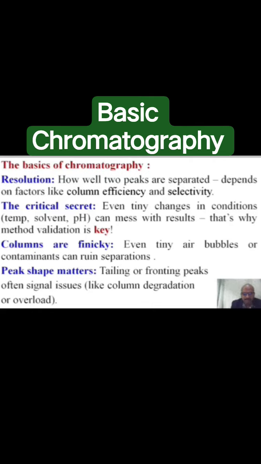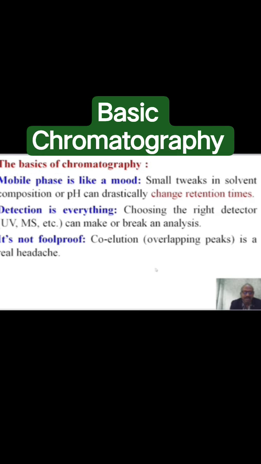Peak shape matters. The shape of the peak always matters. Peak tailing or peak fronting are often signals of issues like column degradation or overload. Mobile phase is like a mode. Small tweaks in solvent composition or pH can drastically change the retention times.